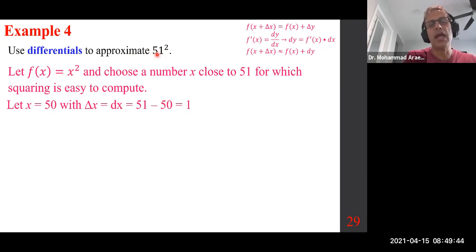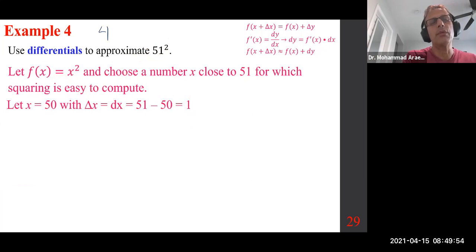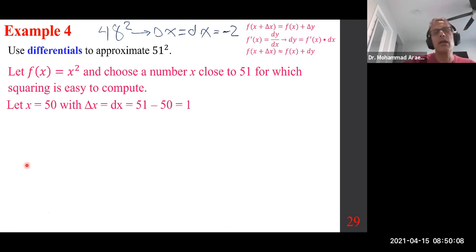If we are interested in calculating, let's say 48 squared, just for the sake of argument, I mentioned that in my PowerPoints. For example, if I want 48 squared, then delta x or dx is -2, which means we want to be very careful or we don't come up with the correct answer. In other words, the result for this is less than 50 squared. The result for this is larger than 50 squared.